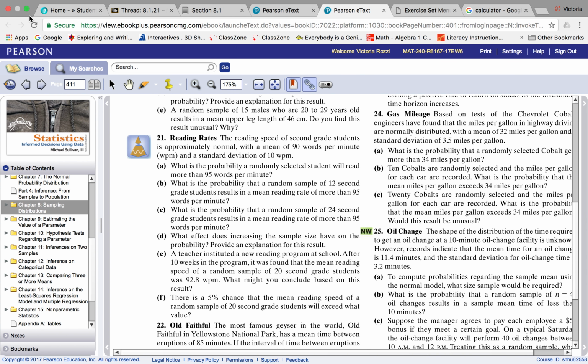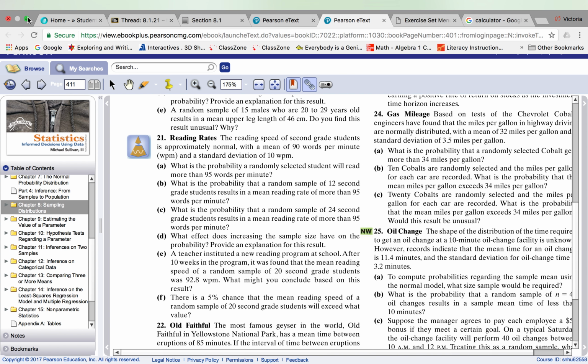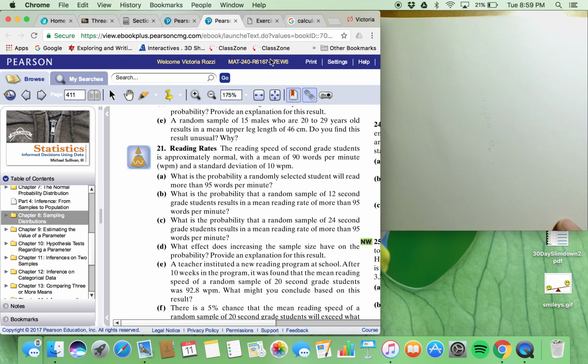There is a 5% chance that the mean reading speed of a random sample of 20 second grade students will exceed what value? So they're basically asking you what x value would it have to be for there to be a 5% chance that the mean would be that or above. So let's check this out. I'm going to have a piece of paper over here to help take a look at this.